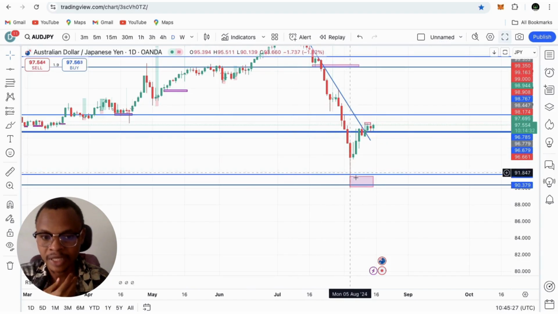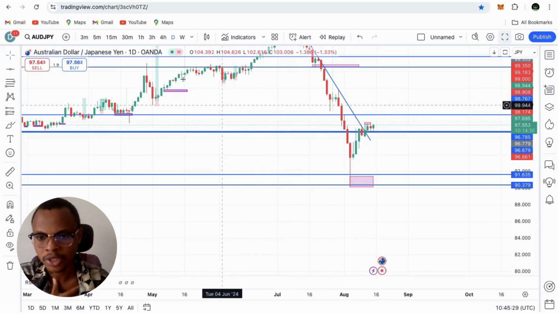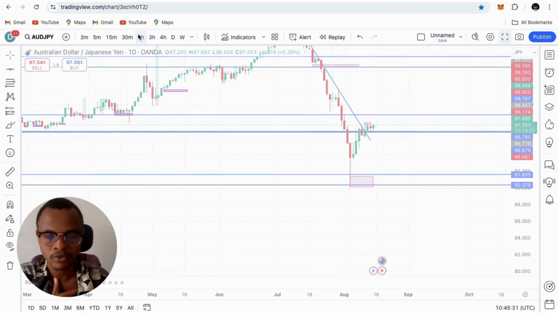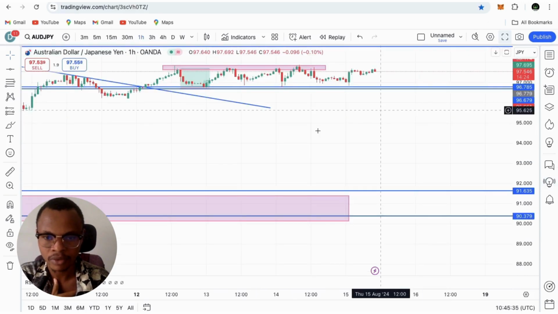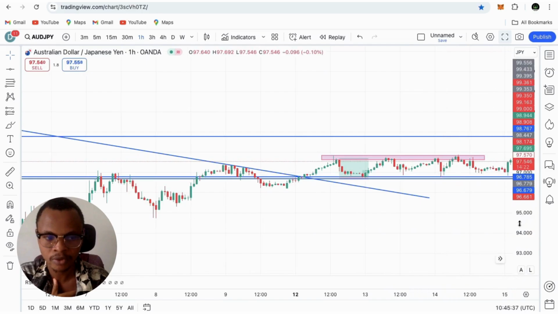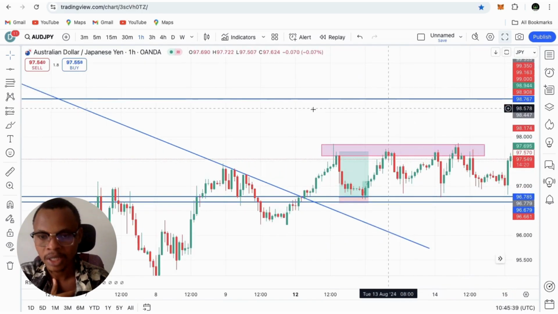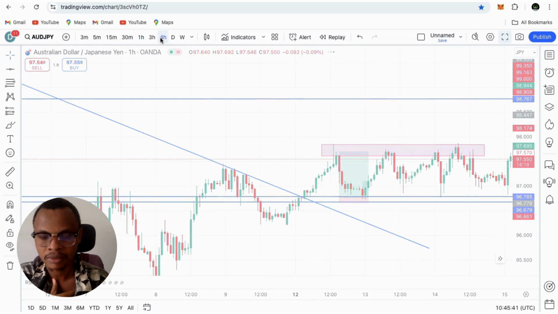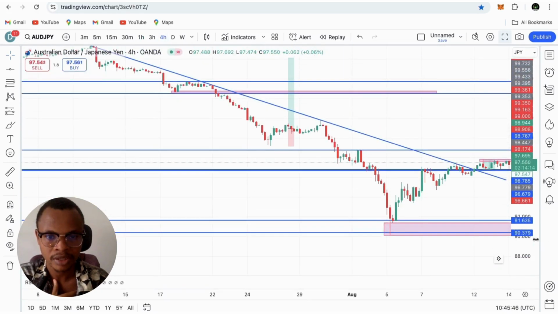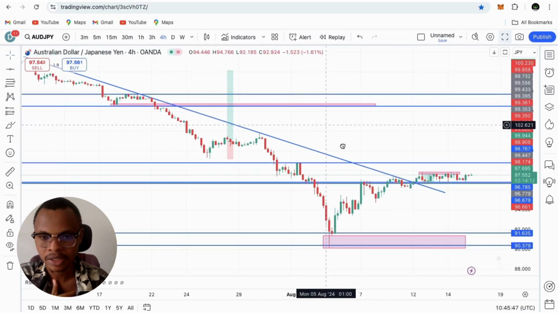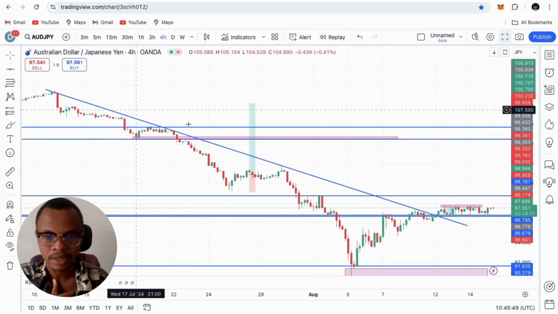I know a lot of people would have entered straight on. But to be on the safer side, I decided not to enter. I just wanted to confirm that this trend is over before I can go into this trade. So for me to confirm that the trend is over, I do a trend line on 1 hour and 4 hours. This is a trend line here, as you guys can see.